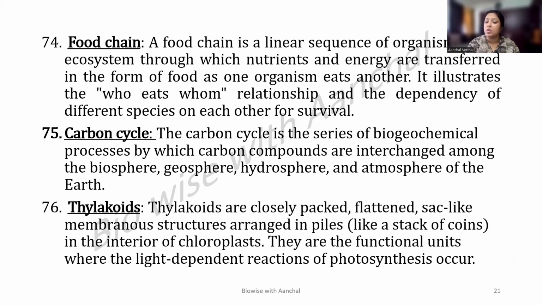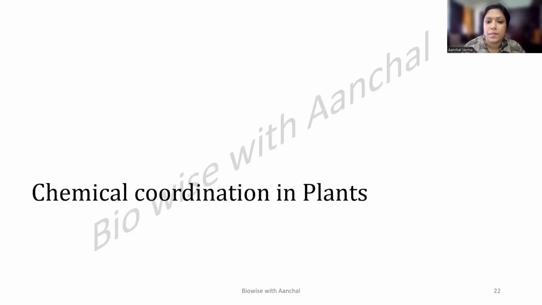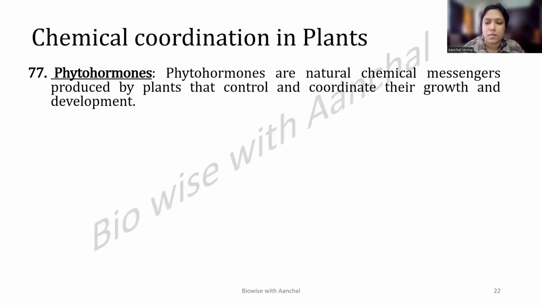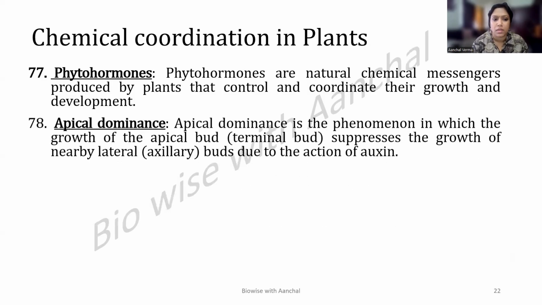Thylakoids. Thylakoids are closely packed, flattened, sac-like membranous structures arranged in piles like a stack of coins called grana. In the interior of chloroplast, these are the functional units where the light-dependent reaction of photosynthesis occurs. Site of light reaction in photosynthesis, right? Then chemical coordination in plants. Phytohormones. Phytohormones are natural chemical messengers produced by plants that control and coordinate their growth and development.